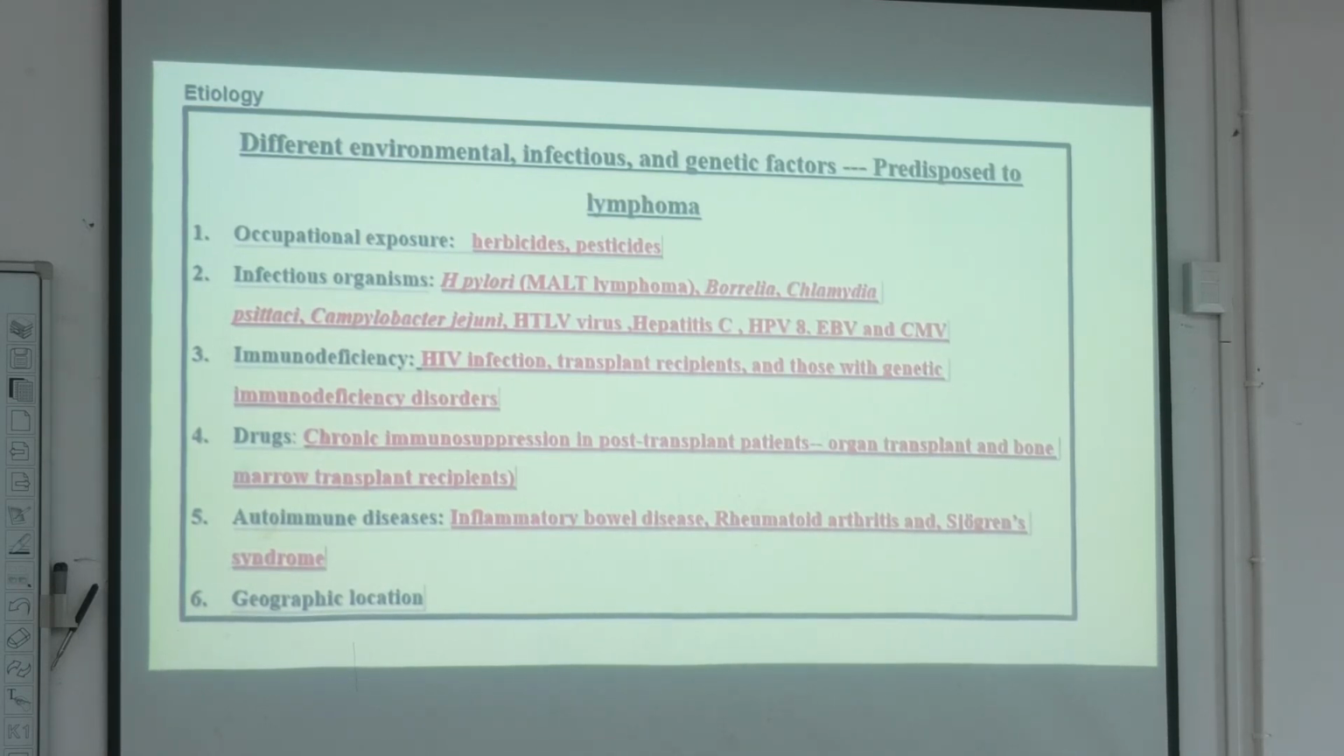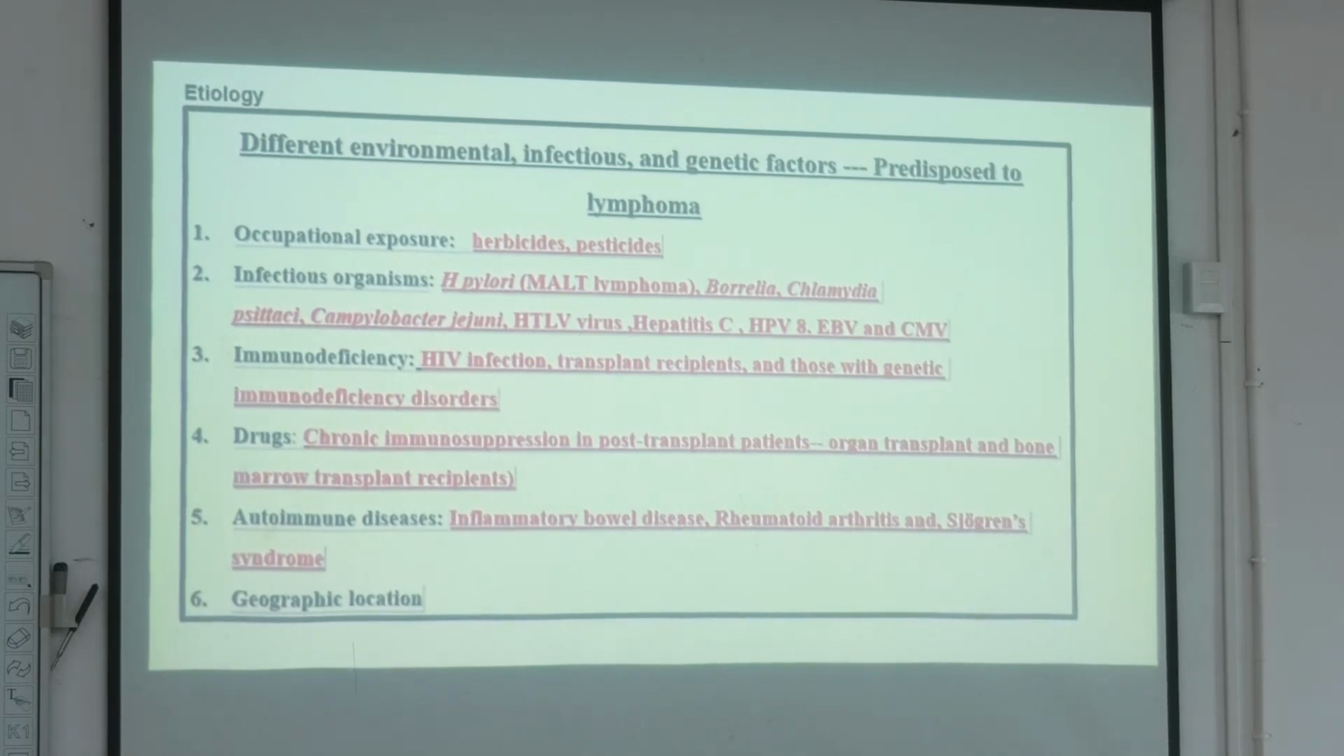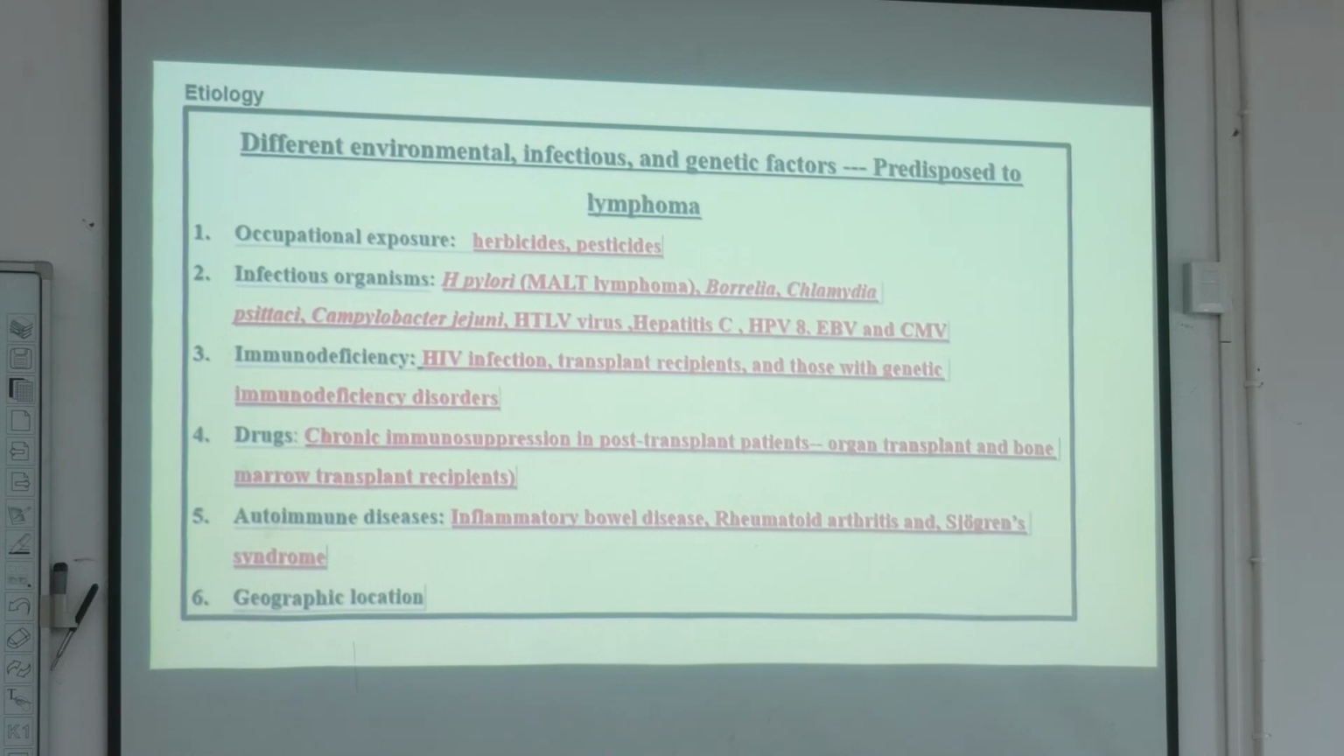For example, Helicobacter pylori, or H. pylori, is responsible for the lymphoma in the stomach, that is the MALToma, the mucosa-associated lymphoid neoplasm. Other infections include HTLV virus, hepatitis C, HHV-8, EBV, and CMV, which are also responsible for the origin of lymphoma.